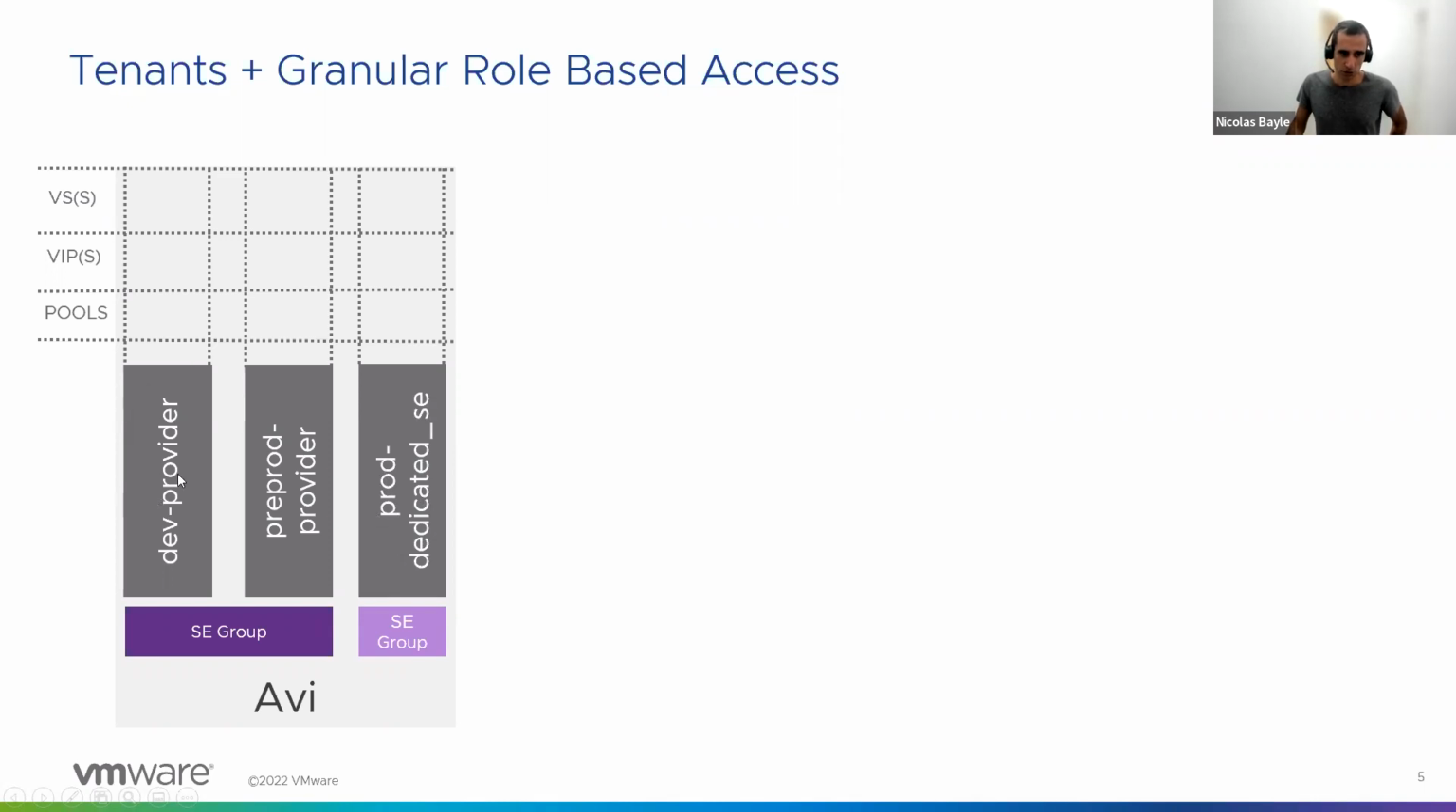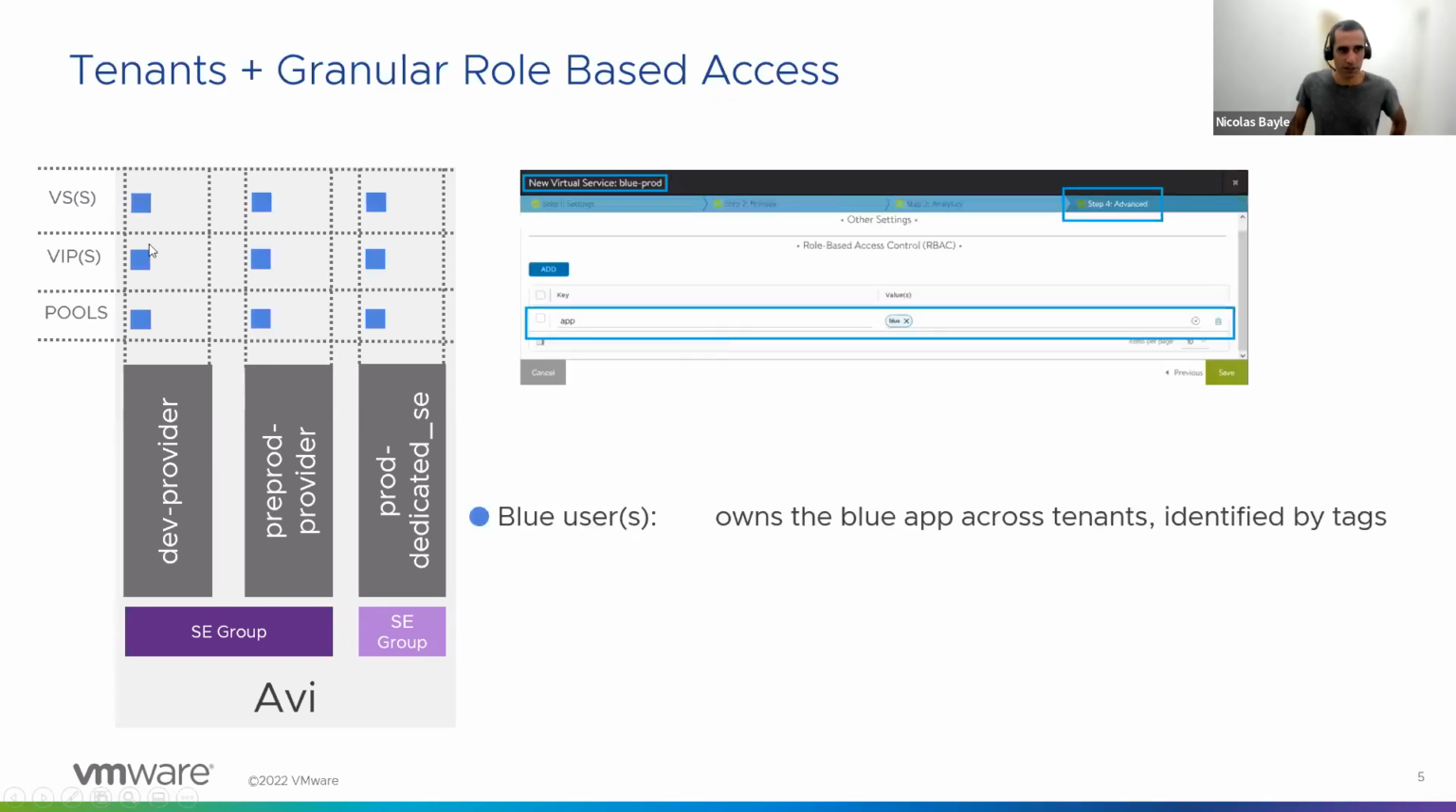So as you can see here, the first one and the second one are sharing the same data plane because they are sharing the same service engine group. However, because the last one is the production environment, we want to make sure it has a dedicated service engine group, a dedicated data plane. So under this architecture, let's say I have a need, I will create blue virtual services. So I have my blue virtual services for my dev environment, my pre-prod environment, and also my production environment.